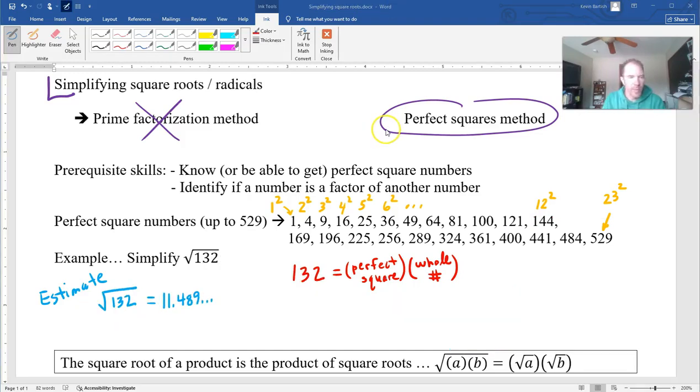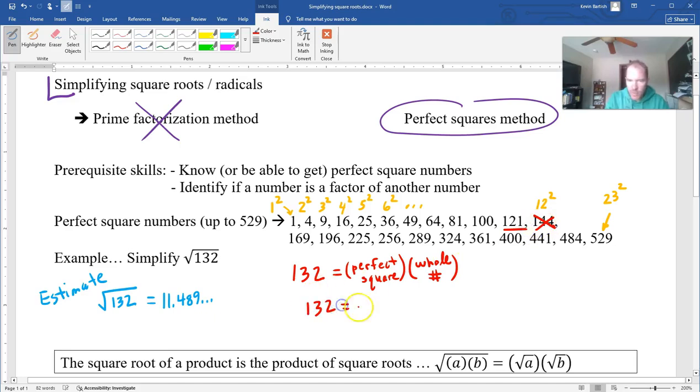Okay, so next example, we're trying to simplify the square root of 132. I've already done the estimate on the calculator. The calculator said the square root of 132 is 11.489. But if I'm using the perfect squares method to simplify, I want 132 written as one of these perfect square numbers times a whole number. So remember, I don't have to check anything bigger than 132. I can skip 144, that's bigger. I can start with 121, and I can say, is 132 equal to 121 times some whole number?